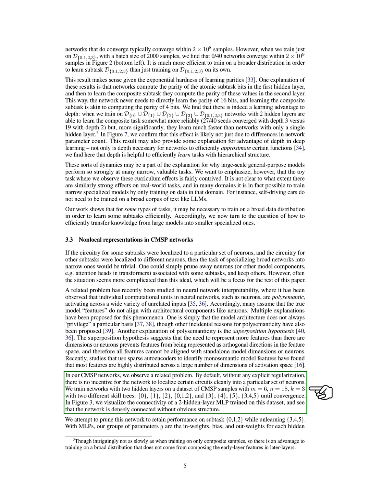Without explicit regularization, there is no motivation for the network to neatly localize certain circuits to specific neurons. We train networks with two hidden layers on a dataset of CMSP samples, focusing on different skill trees until convergence. Our visualizations reveal that the network is densely connected without clear structure.